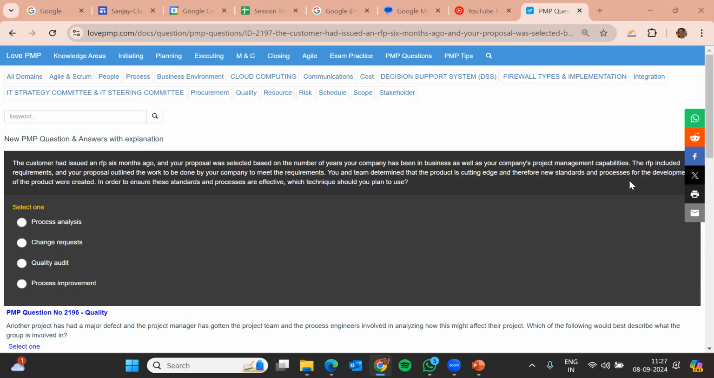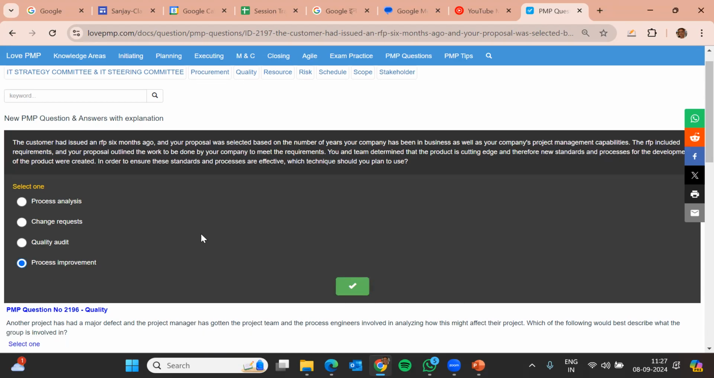The standards for the development of the product were created. Second thing is that the question is saying, in order to ensure these standards and processes are effective, these standards and processes are implemented effectively. I think it should be quality audit. If it says that, then change request could also have been possible. In order to ensure that these standards are implemented, it could be a change request too, but these processes are effective. So sounds like this is okay.